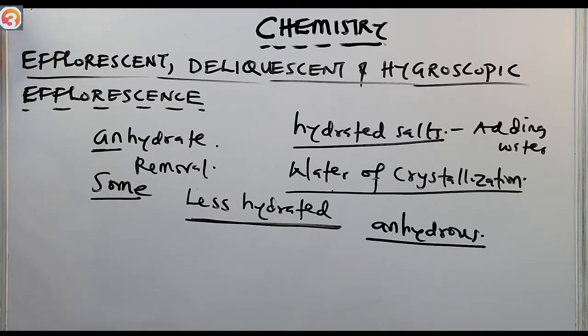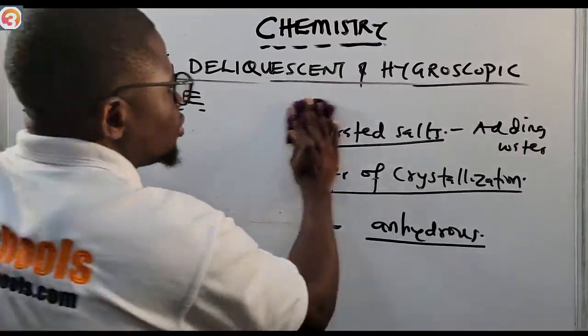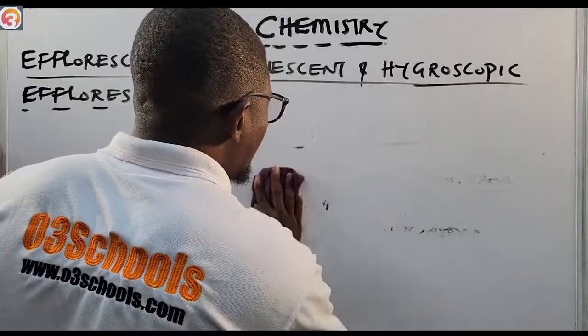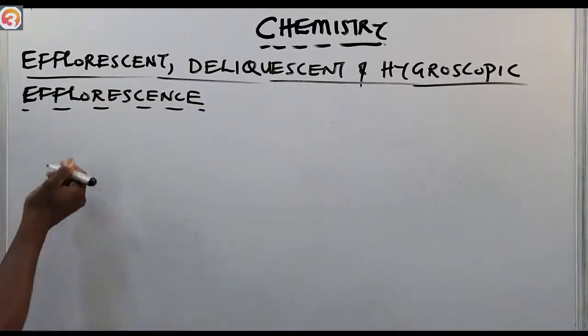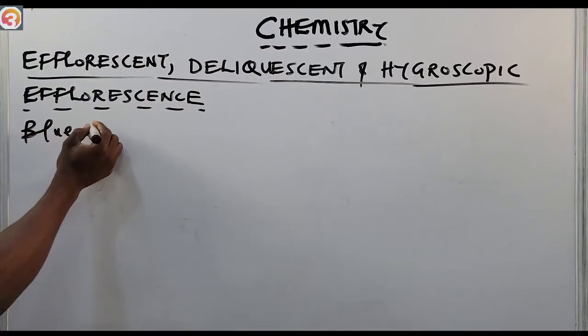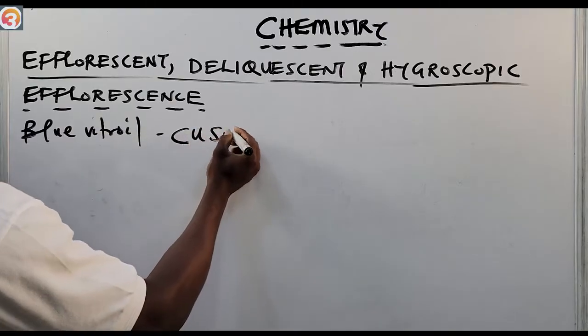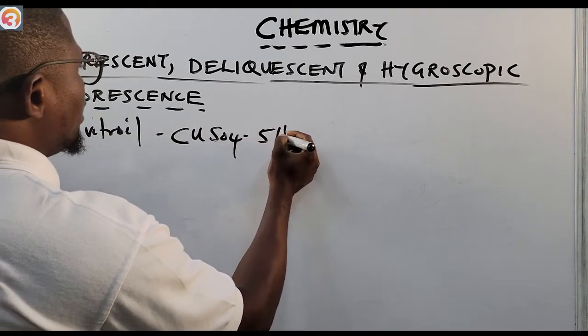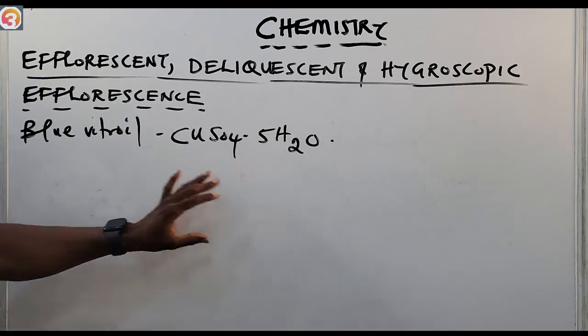Examples of salts that can effloresce include one we call blue vitriol. We're going to see examples of some salts that show efflorescence. Number one is blue vitriol. Blue vitriol is CuSO4.5H2O. Please take note of it.